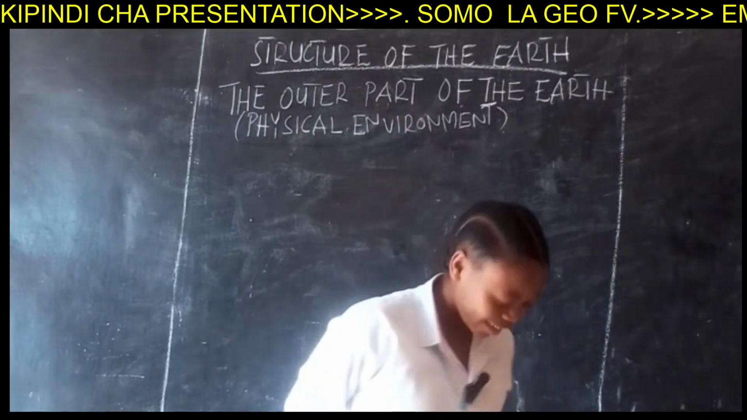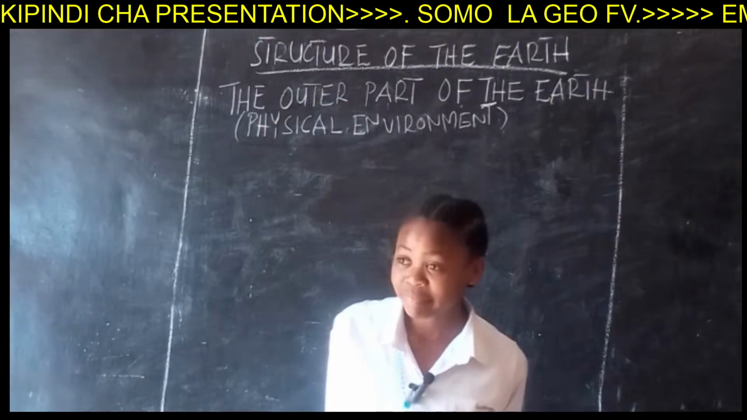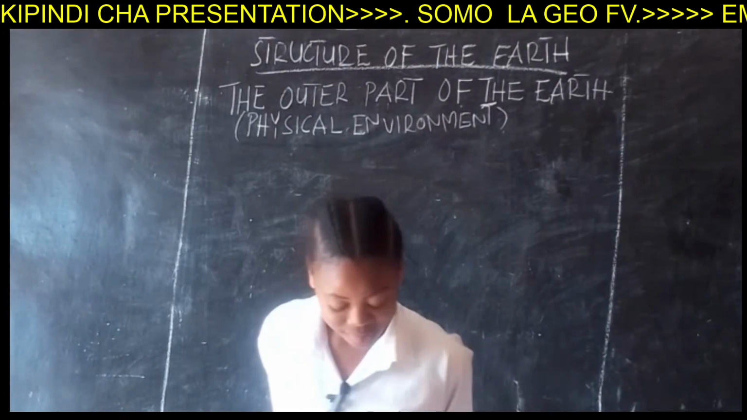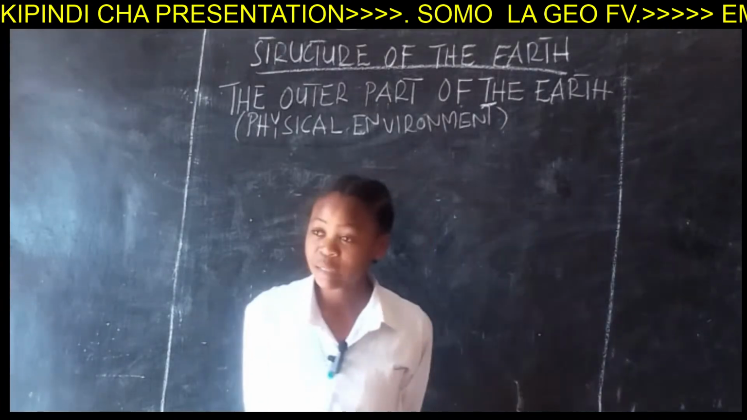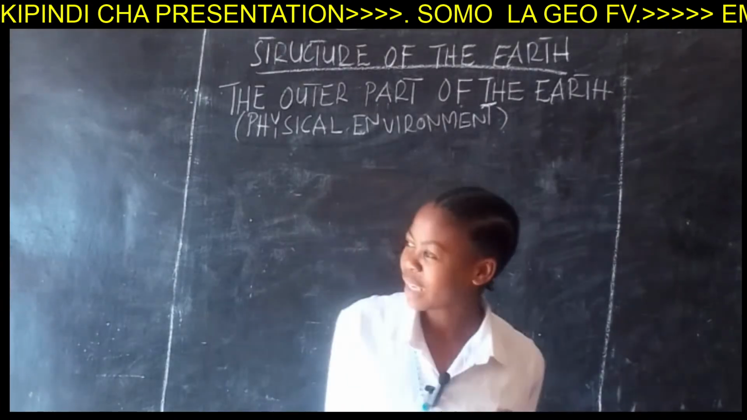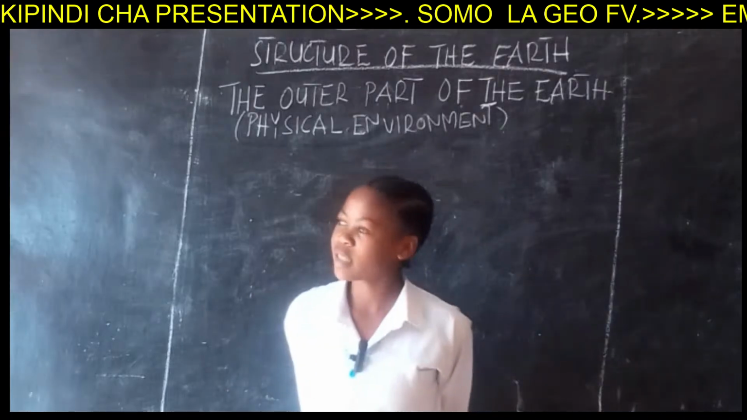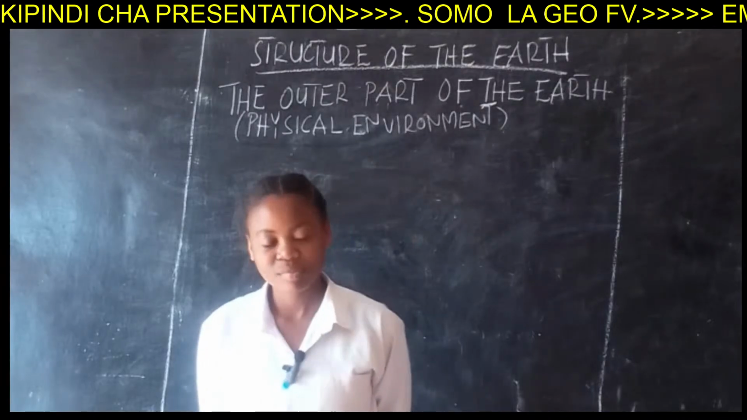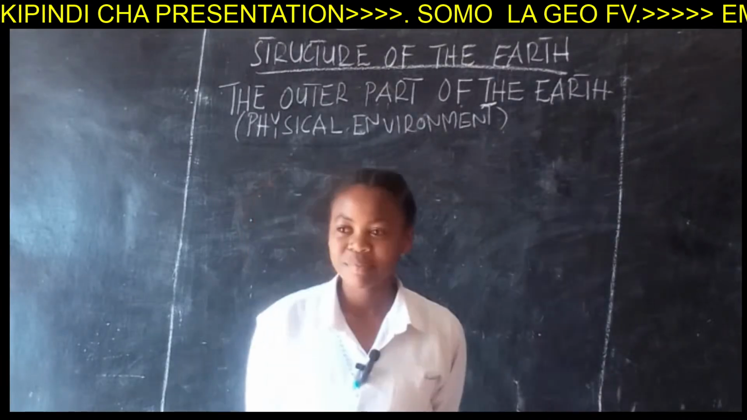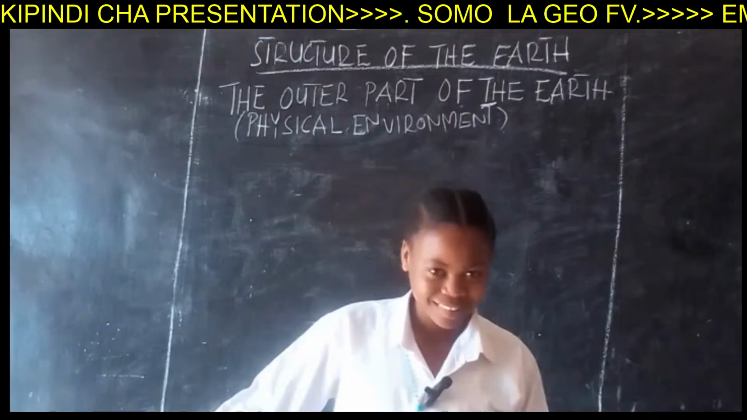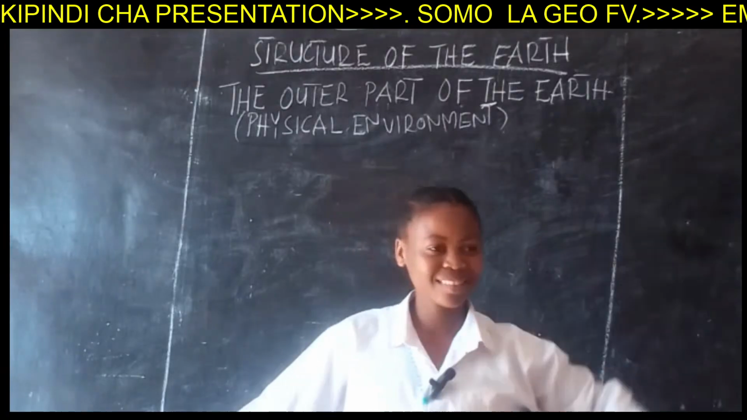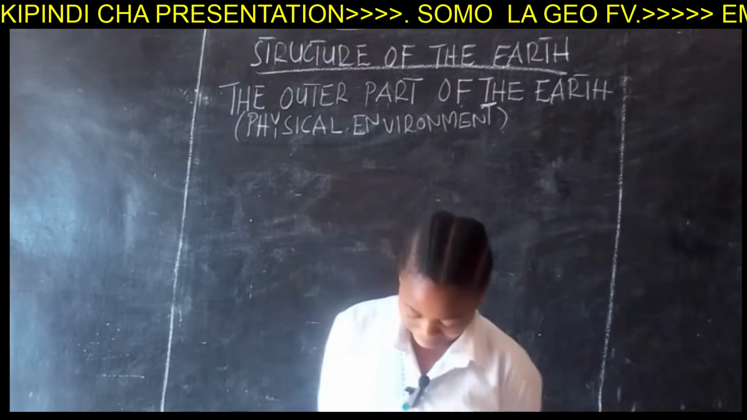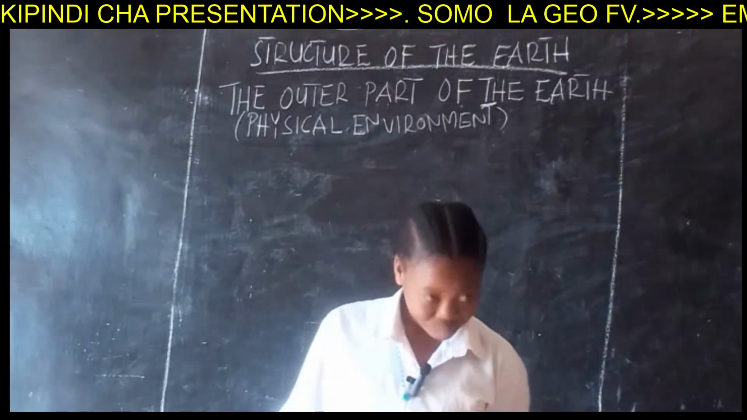Question: what is the difference between sima and sial? Sima is a layer of silica and magnesium, and the sial is silica and aluminium. I'm finished. Does someone have another question?